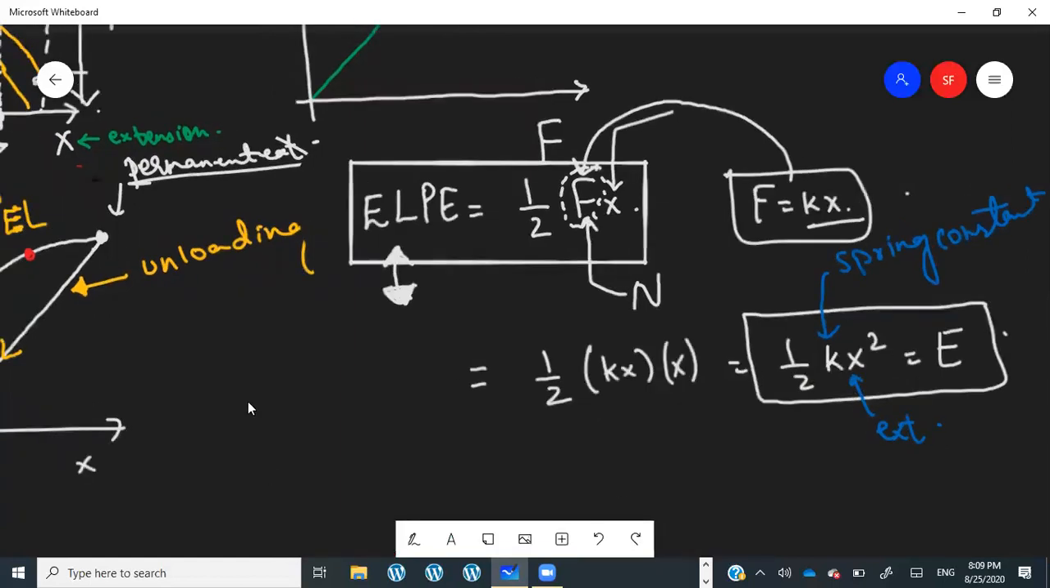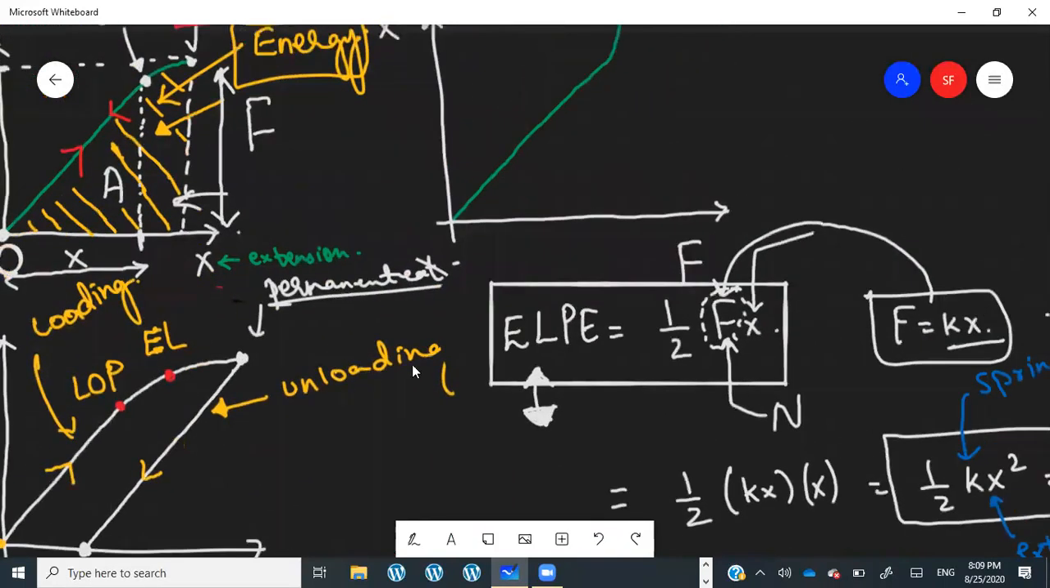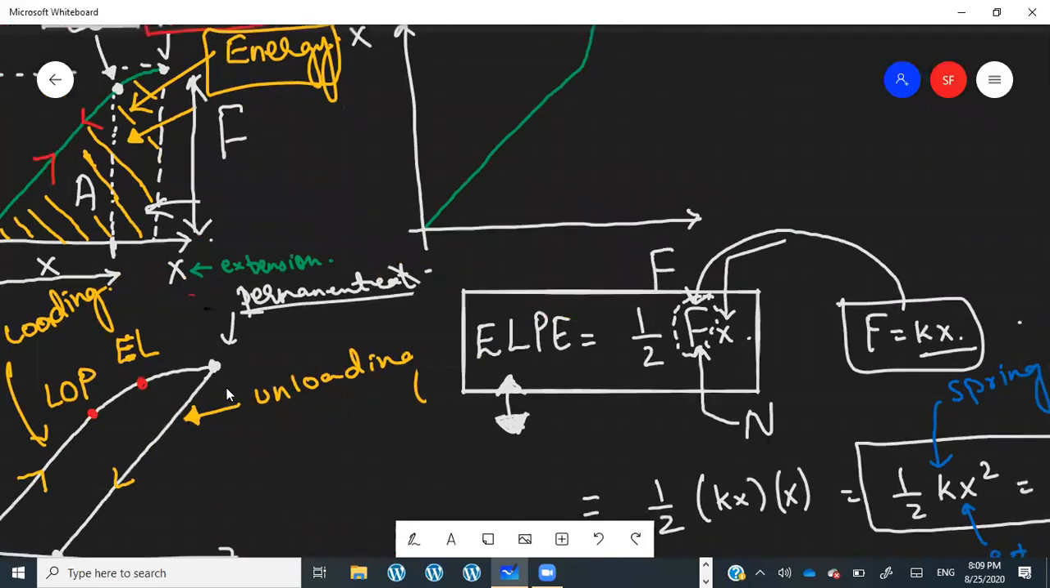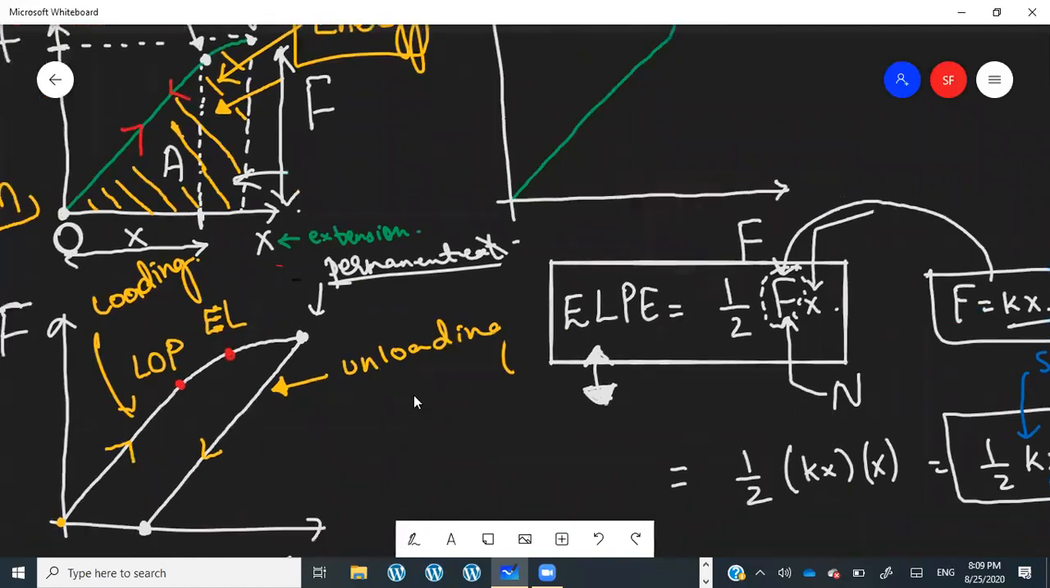Clear? Okay, so this was about the elastic potential energy stored inside the spring. Both the formulas are important and they are asked. You are asked to calculate the elastic potential energy stored inside a spring.